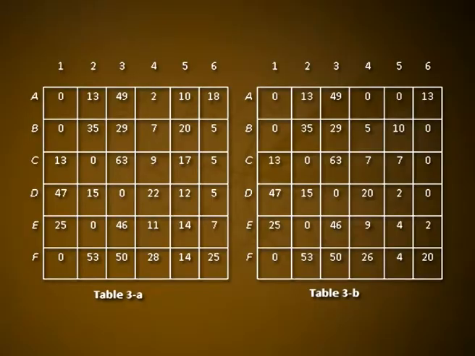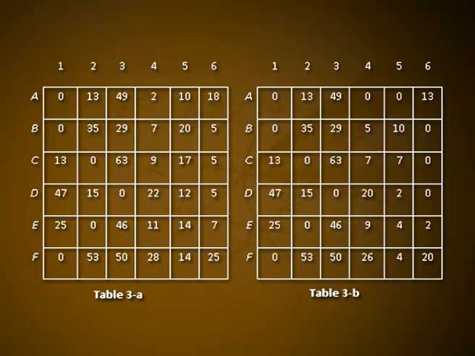Solution: subtracting the smallest element of each row from every element of the corresponding row, the reduced matrix shown in table 3A is obtained. Subtracting the smallest element of each column from every element of the corresponding column, the table is reduced to table 3B. Since row 3 and column 5 have no assignment, we proceed to step 5.